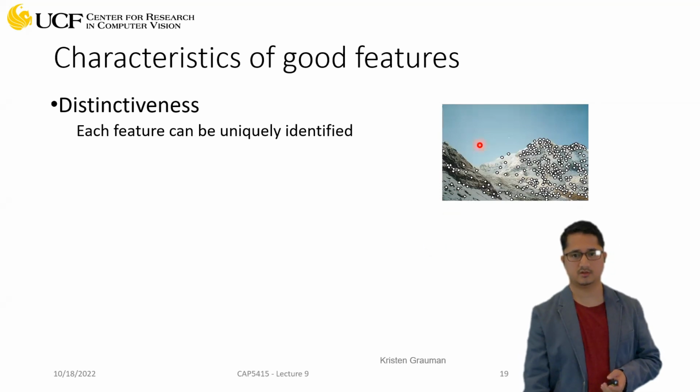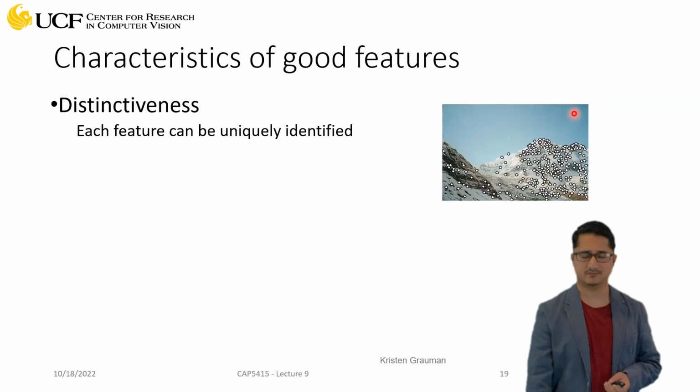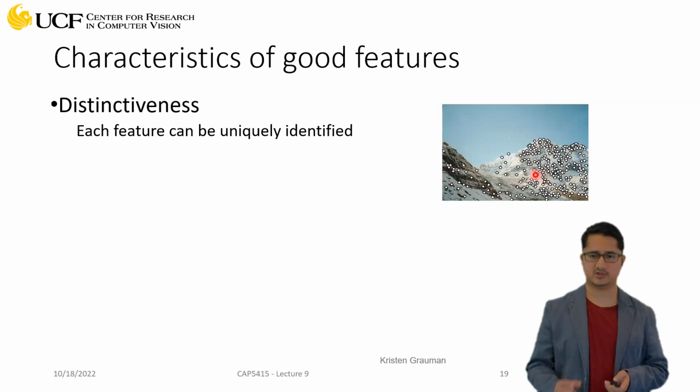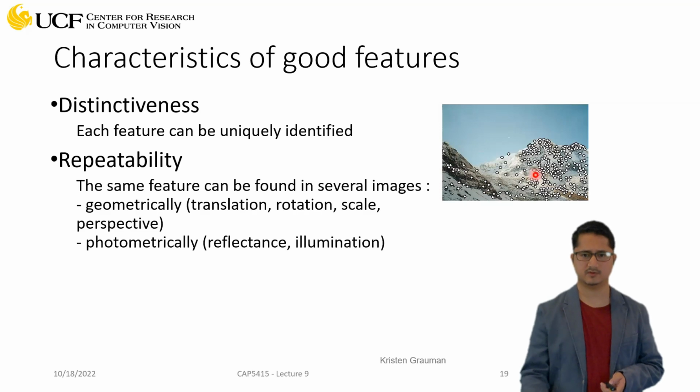For example, for the sky region, you can extract features from all the locations, but the features won't change, because it's a flat surface, right? So all the features will be almost similar. So it's not distinctive, as compared to these dots over here, which are shown. All of these will be different because you have different texture in these regions. Okay, so that's one property.